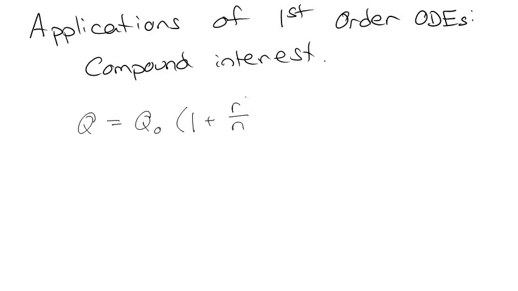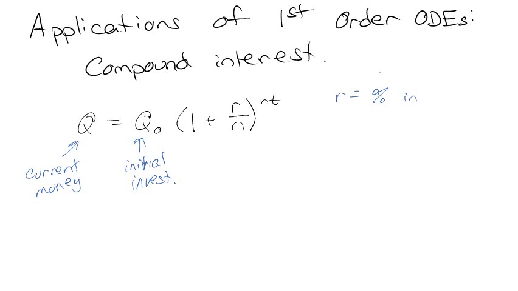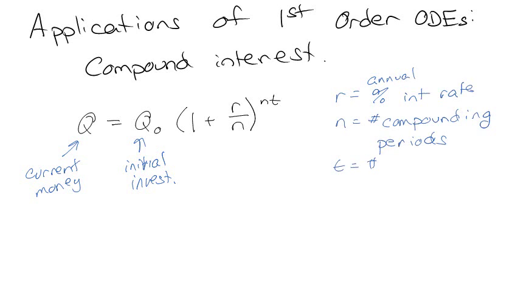that looked like this. So the idea was that this here is your current amount of money. This was your initial investment. R is your annual percent interest rate. And N is your number of compounding periods. So say that it's compounding monthly, then that would be 12. And then T is the number of years that it's compounded.